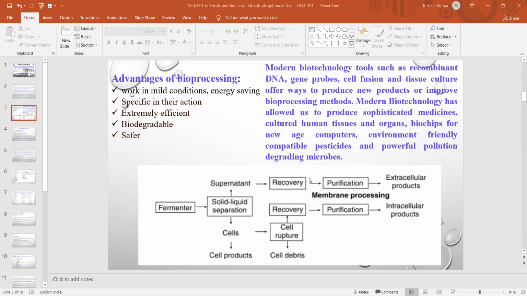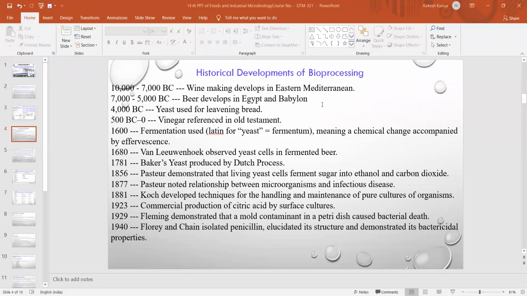With the rapid development in food science and technology, people have started using the recent advancements in DNA technology and different kinds of biotechnological tools in the dairy and food sector. Now, something about the historical development of bioprocessing.